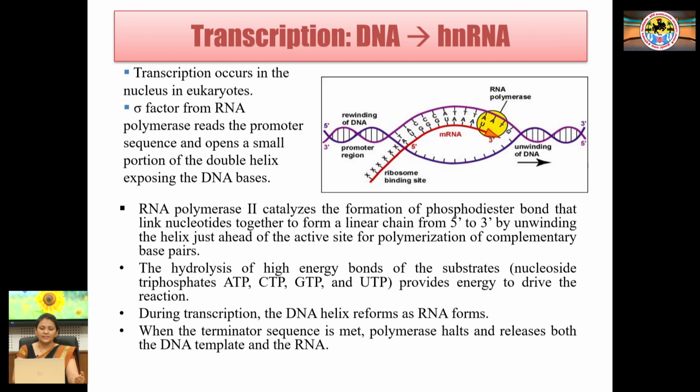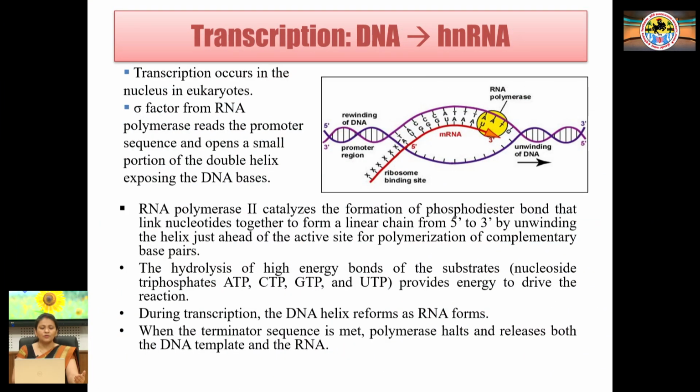So, it catalyzes the formation of phosphodiester bonds between the two nucleotides that link nucleotides together to form a linear chain in the 5' to 3' direction, and unwinds the helix just ahead of the active site of the polymerization of the complementary base pairs. So, the hydrolysis of the high energy bonds of substrate nucleoside triphosphate provides energy to drive the reaction. During the transcription process, the DNA helix reforms and the RNA is formed.